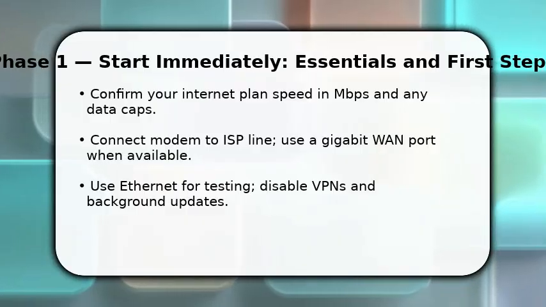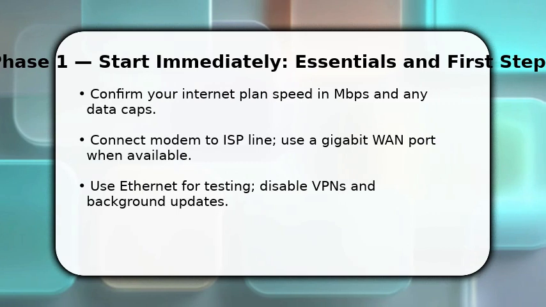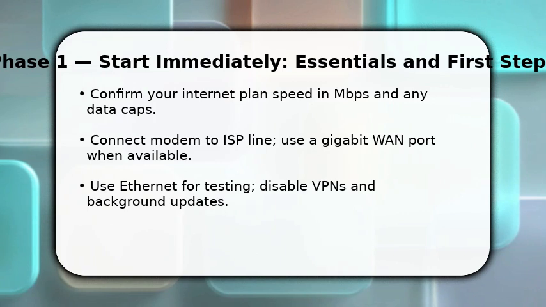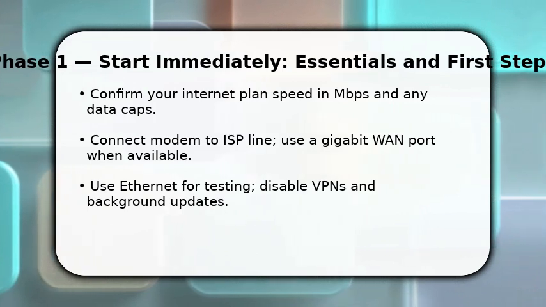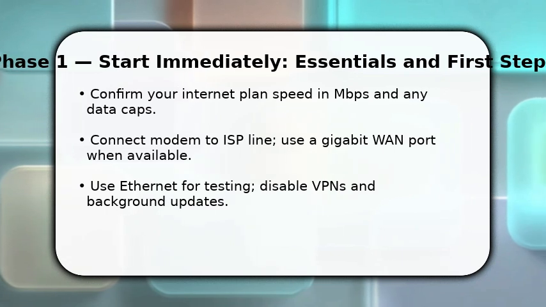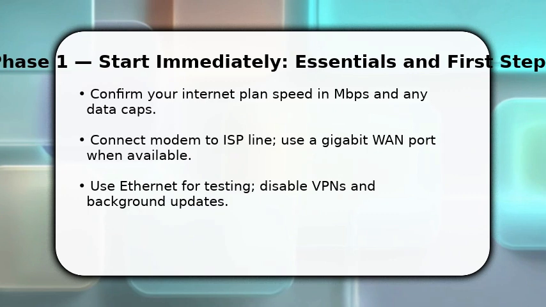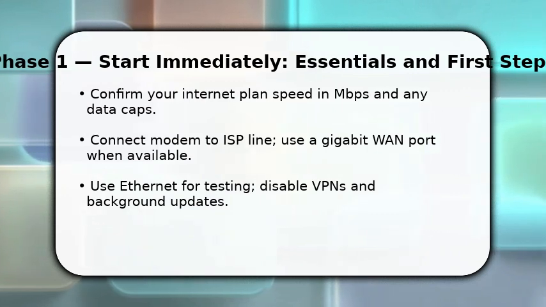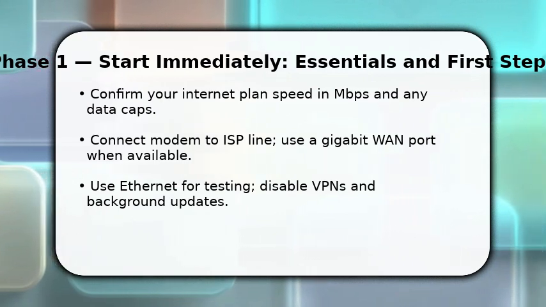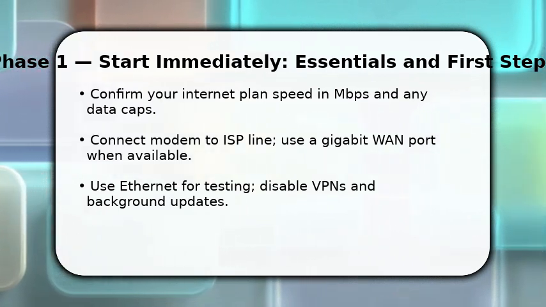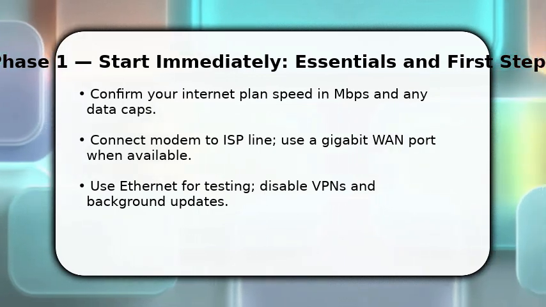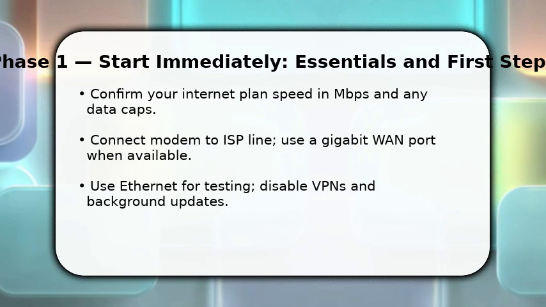You start by confirming the essential prerequisites. Know your plan's Mbps and check for data caps. That tells you the ceiling. Connect the modem directly to the ISP line, then plug your computer into the router's gigabit WAN port with a quality Ethernet cable. Once done, temporarily disable VPNs and background updates. This prevents hidden traffic from skewing tests. Run a quick speed test to see baseline throughput so you can measure improvements later and avoid chasing phantom problems.